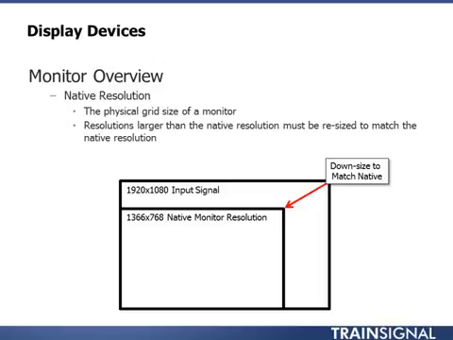Okay, so the native resolution is the physical grid size of the monitor itself, that viewing area of the monitor. Any resolution that comes in, right, if you can accept a signal larger than that native resolution, then it has to be resized down to that native resolution. Okay, so that's what's actually happening is it's taking a higher signal in, and then it's reproducing the image, and it's scaling it down to the native resolution that the monitor can actually handle.